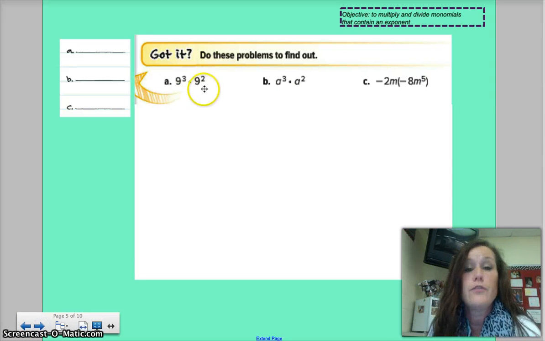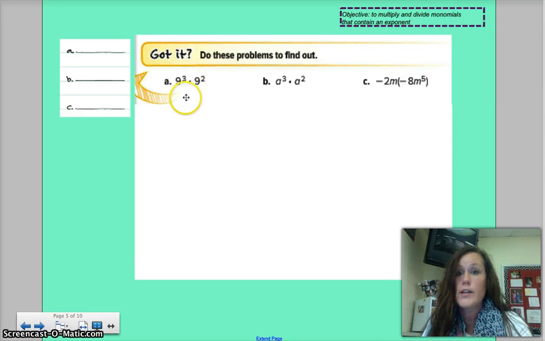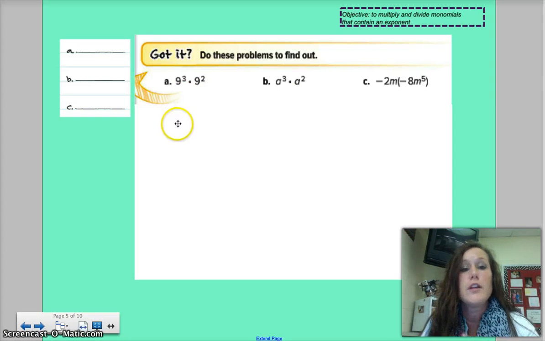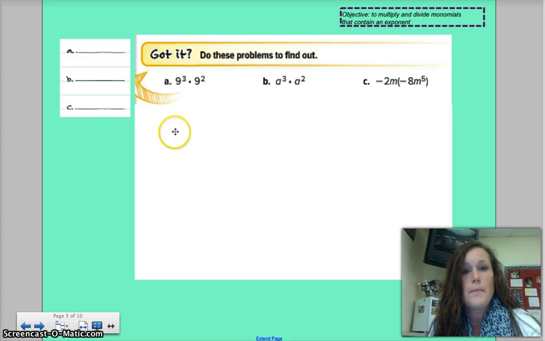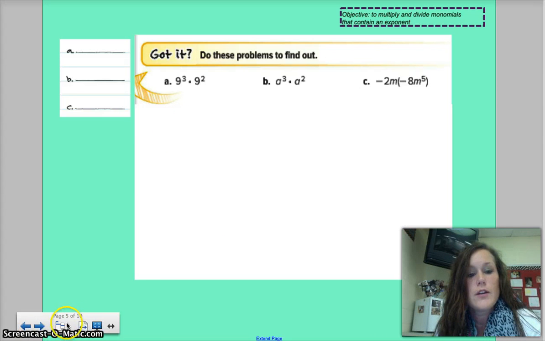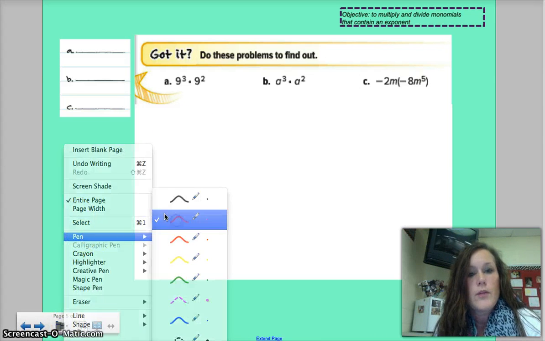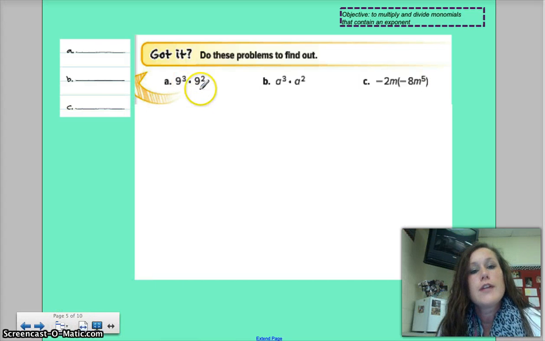All right. If you want to give this a try, go for it. Actually, you don't have a choice. So pause the video, try it out. I'll give you the answers in just a second. All right, answers here. I will write in purple. 9 to the third times 9 squared is 9 to the fifth power.